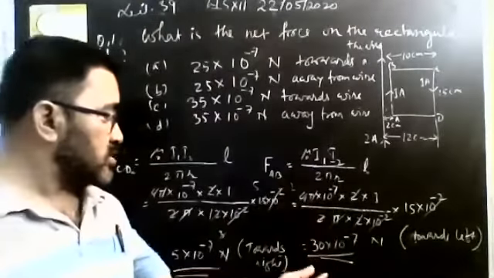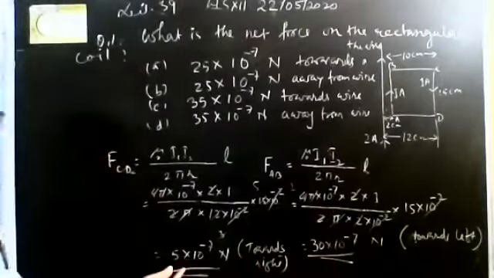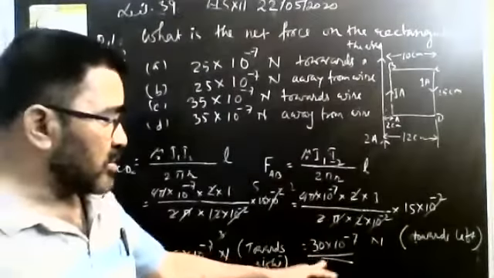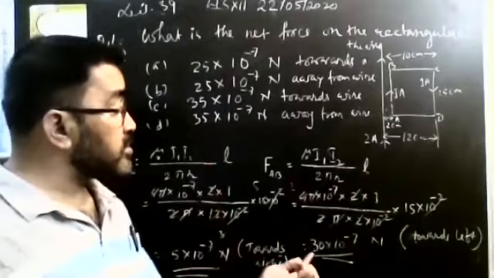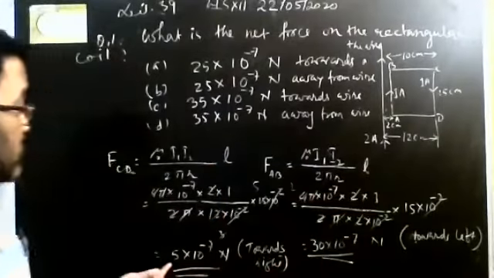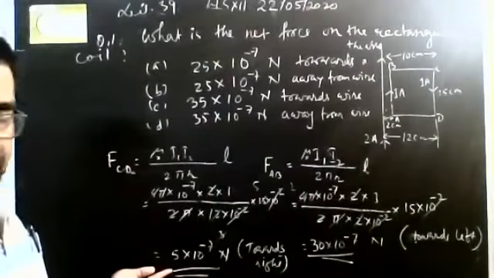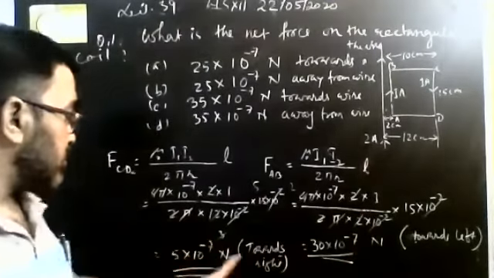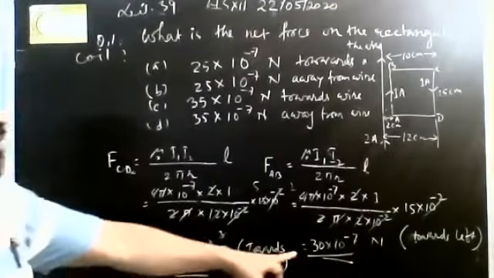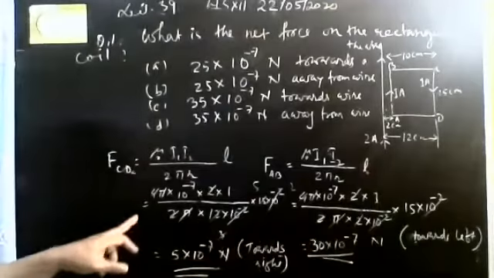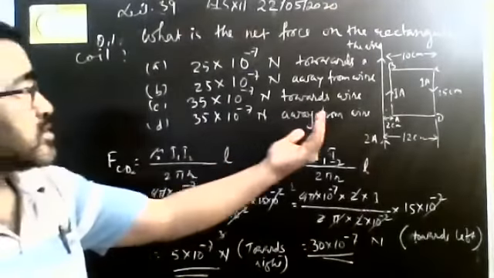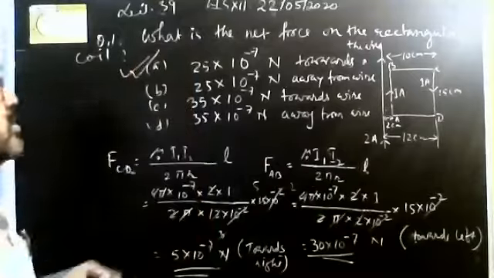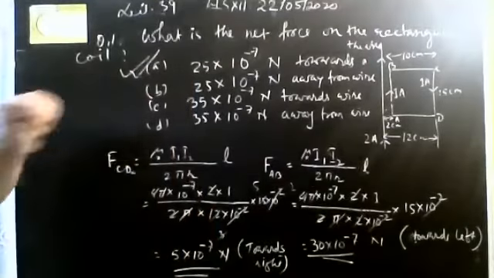This force is 30 and this one is 5. So this is higher. The force towards the left is 30, and the force towards the right is 5, right? So finally there will be 30 minus 5, 25 into 10 to the power minus 7 Newton will be the force towards the wire. So first, A will be the right answer, right?